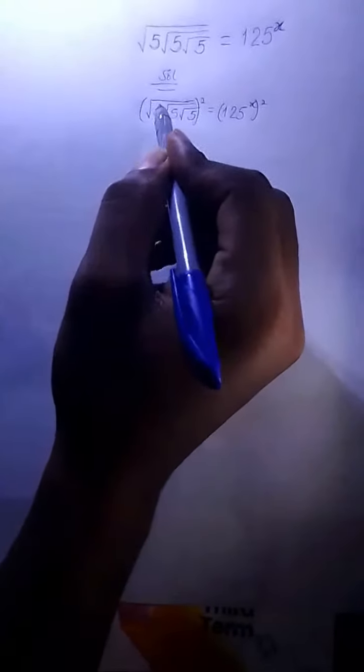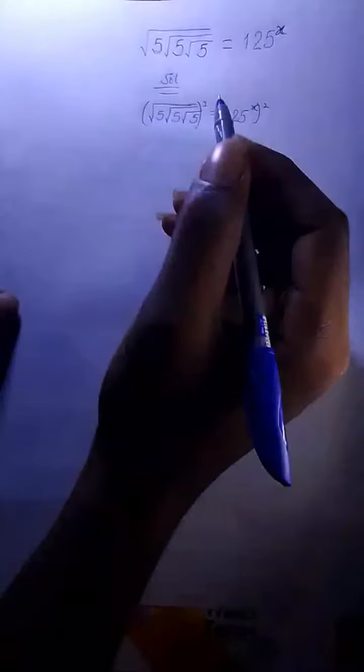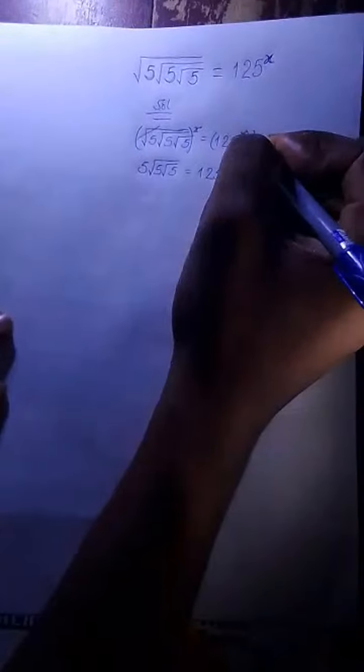The first step is to square both sides. Like I said, we'll have to keep squaring both sides until we get rid of the square root. When we square both sides, the square cancels the square root. So we have root 5 equals 125 to the power of 2x, multiplying the powers, so raised to the power of 2x.